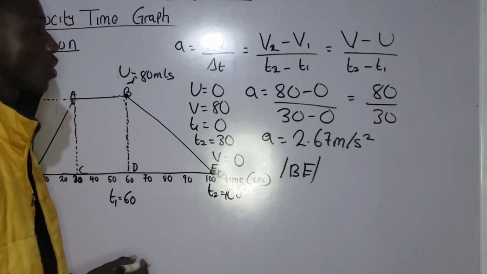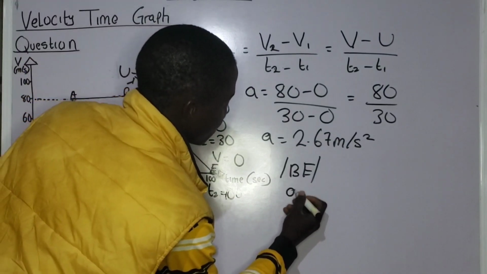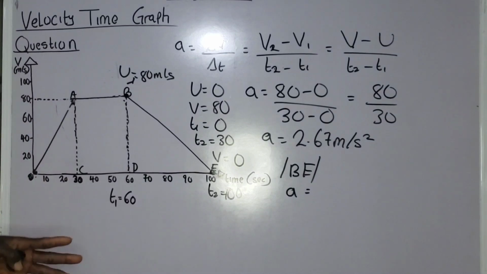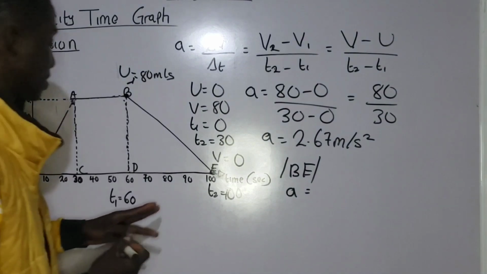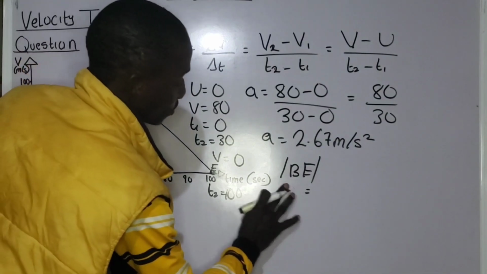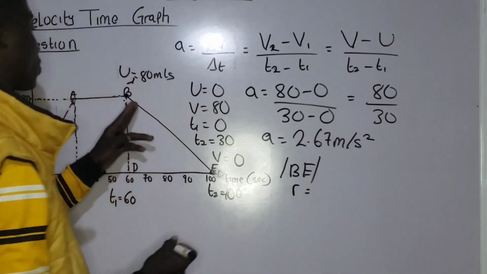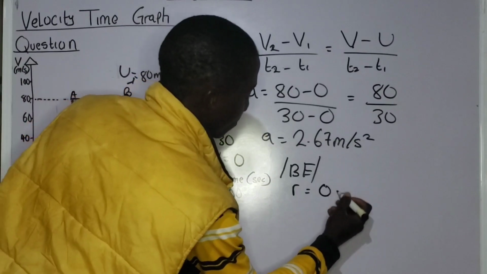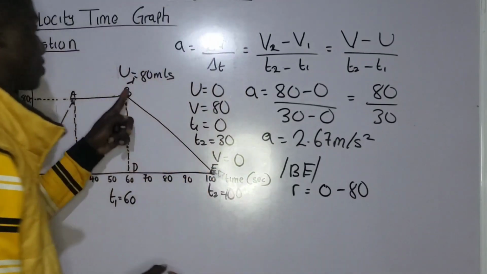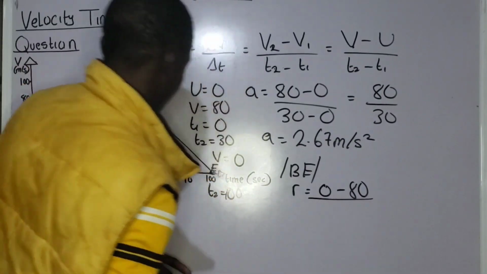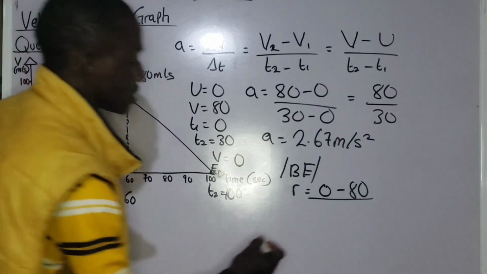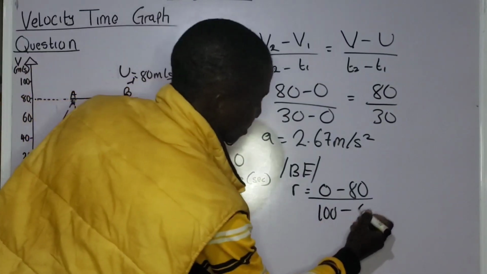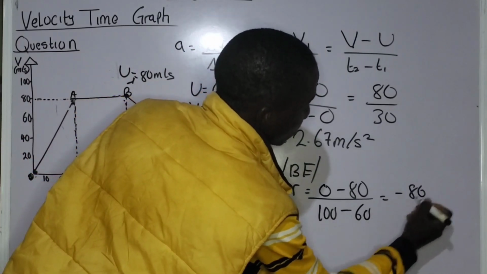So now we know that we are dealing with retardation. Okay, let me just put R. Retardation equals to final velocity, which is 0, minus 80, which is the initial velocity, all over final time, that is 100 minus 60. That will be what? Negative 80 all over 40.